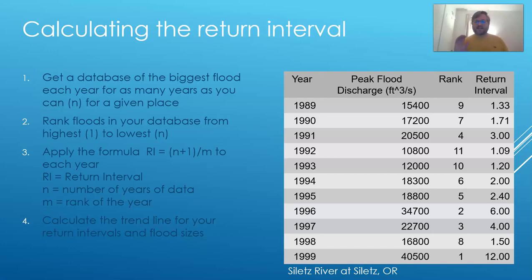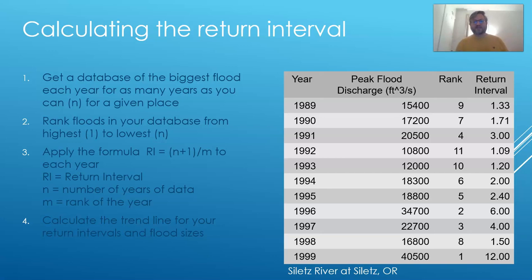So if you want to calculate the return interval for floods of different heights at a particular location, you have the peak flood for each year over some period of years at that location. First, you're going to try to get as many years of data as you can. The more years of data you have, the more accurate your calculations are going to be. For this little toy example, I've got 11 years of data, from 1989 to 1999, for a particular location in Oregon, just because that's what I had handy. But usually you'd have more data than this, and the more you have, the better your calculations.